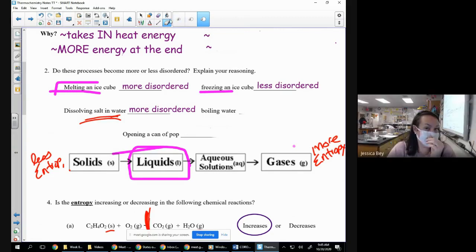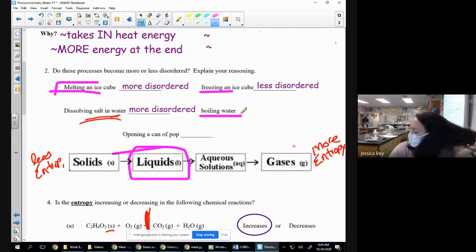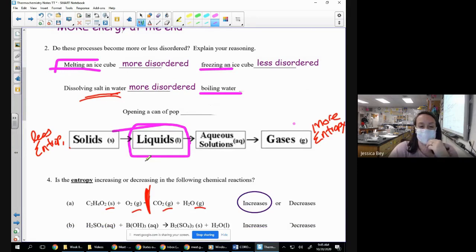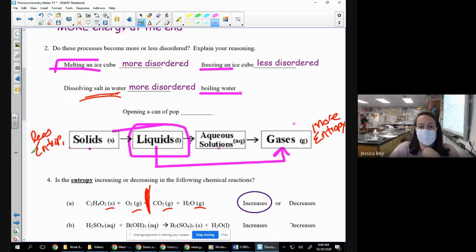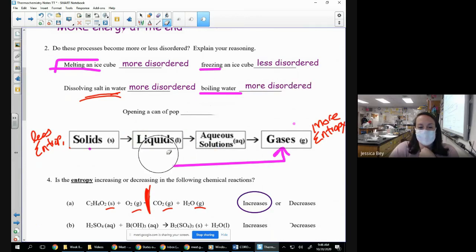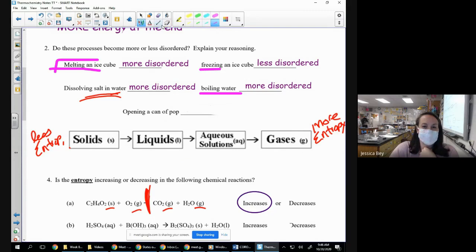Okay, boiling water. I'll finish it off with you if you'd like. Boiling water. Before it boils, water is what? A solid, liquid, an aqueous solution, or a gas? A liquid. Okay, liquid. And once you boil it, does it turn into a solid, an aqueous solution, or a gas? A gas. All right. So are we becoming more disordered or less disordered? More. Good.